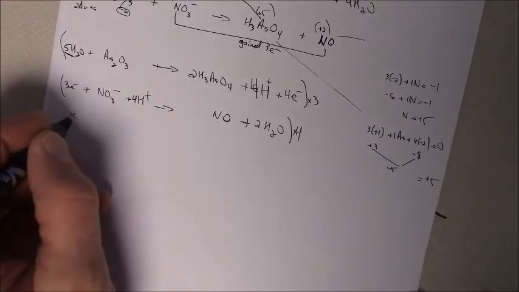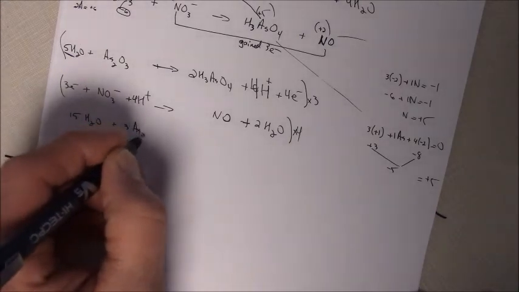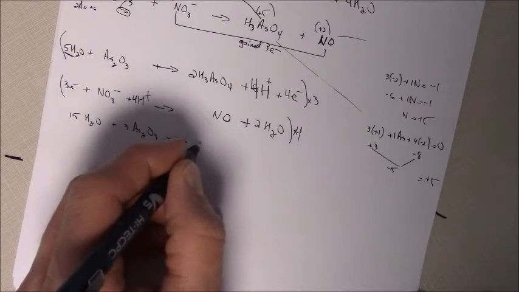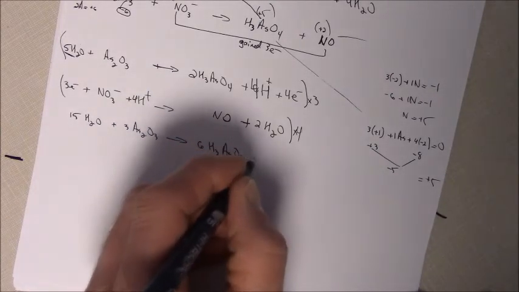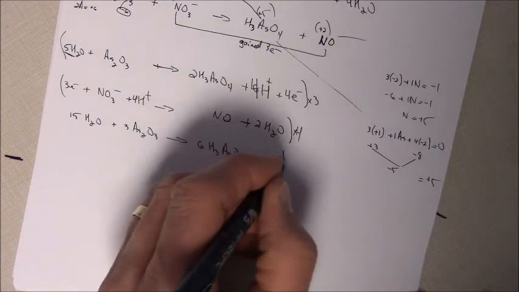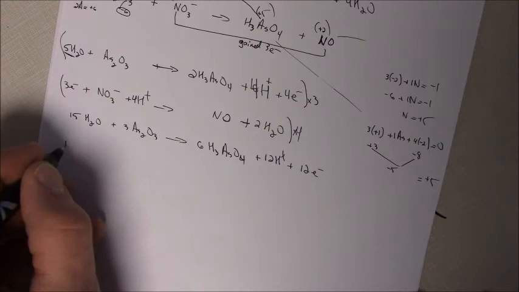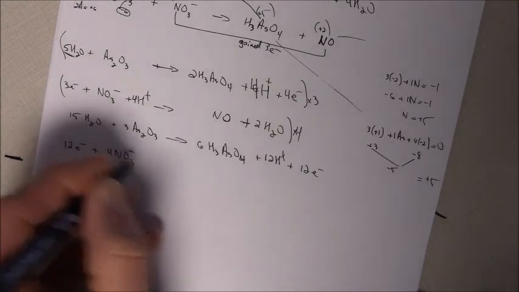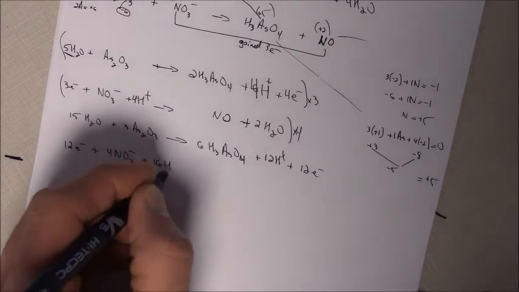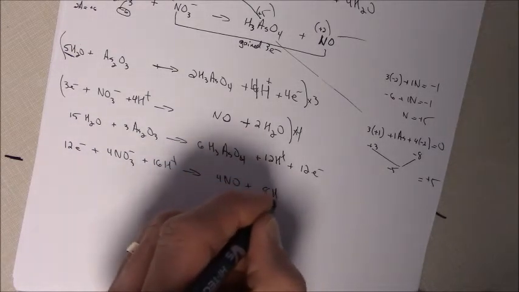You're going to have 15 H2O plus 3 arsenic, 6 H3AsO4 plus 12 H pluses plus 12 e's. 4 gets multiplied in, you've got 12 electrons plus 4 NO3 minus plus 16 H plus, and it goes to 4 NO plus 8 H2O.